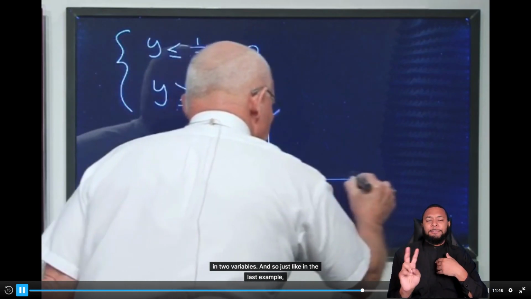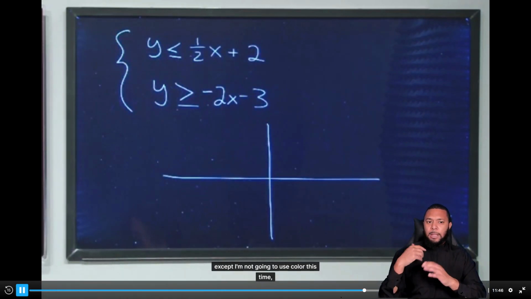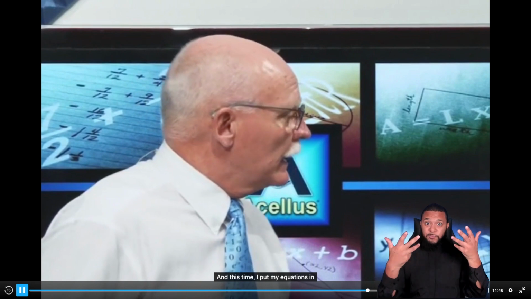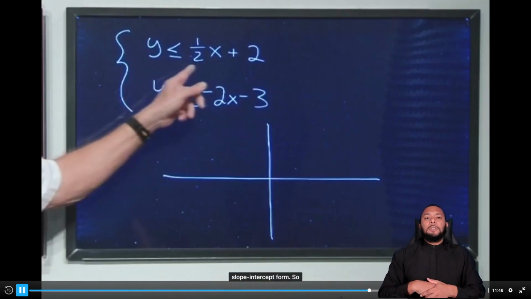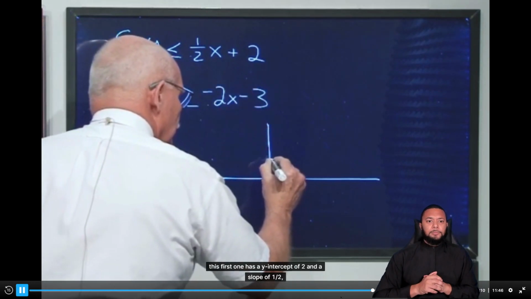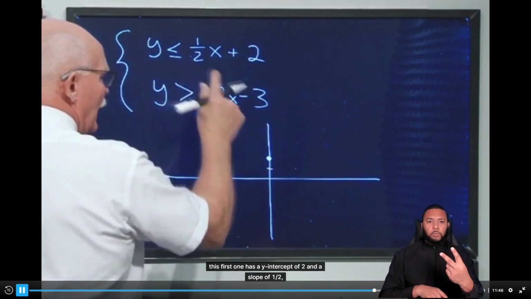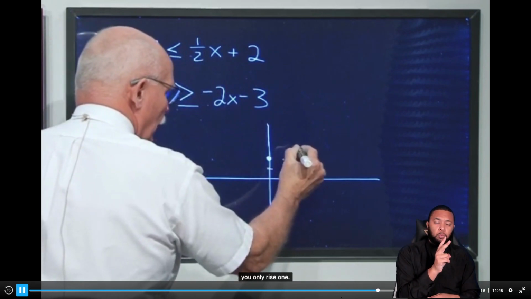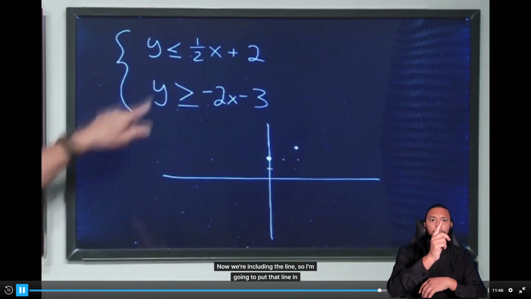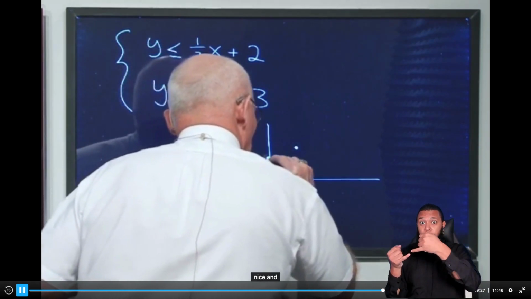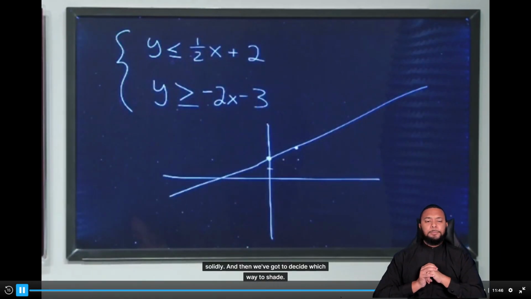And so just like in the last example, except I'm not going to use color this time, we want to first of all draw these 2 lines and then shade. And this time I put my equations in slope-intercept form. So this first one has a y-intercept of 2 and a slope of 1/2, which means that every time you run 2, you only rise 1. Okay? Now we're including the line, so I'm going to put that line in nice and solidly.